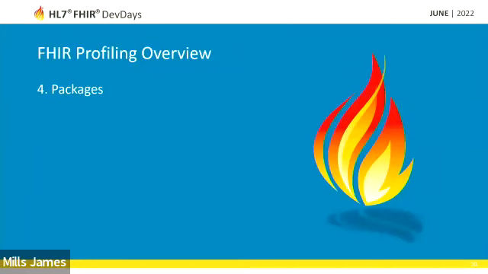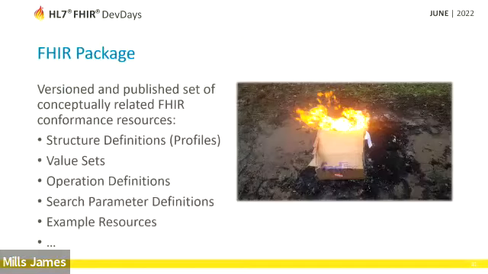So now I've talked a bit about conformance resources and actual profiling. And the next thing that you would like to do, now that you have your set of related FHIR conformance resources, is publish them together in a consistent package that implementers can use to implement those resources. And of course, it needs to be versioned as well, so implementers can trust that this package doesn't change, and they can decide for themselves when they will move on to another version.